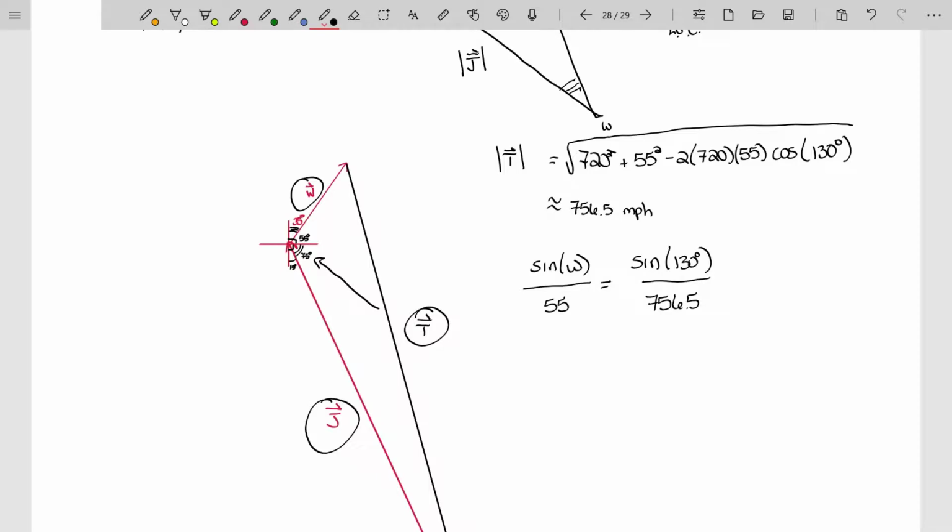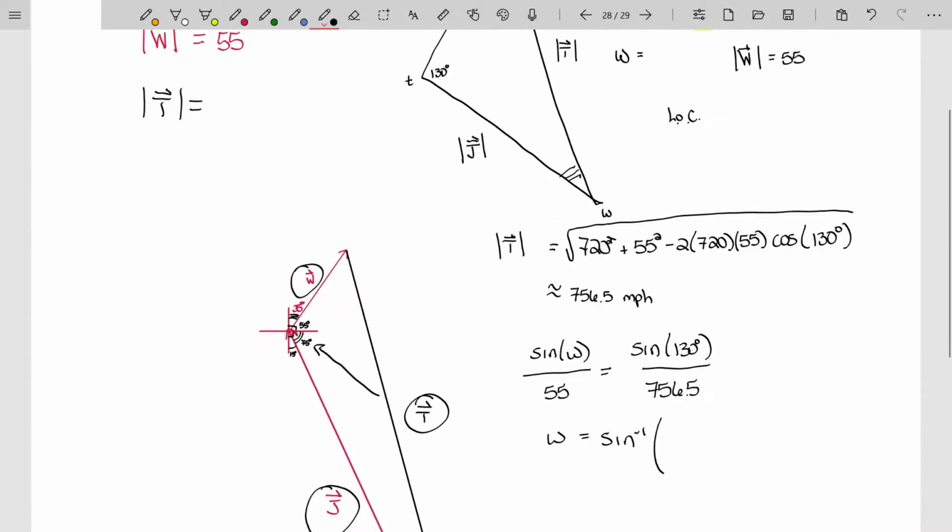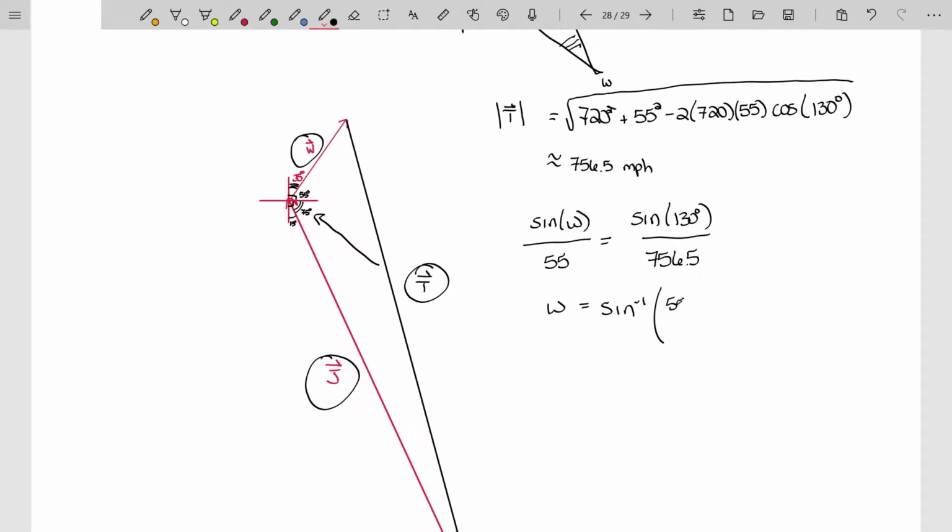I have the decimal expansion of that number saved because I don't want to use this rounded value in this computation, and nor should you. But the angle W is going to be the sine inverse of 55 sine of 130 degrees divided by that saved value. Again, I would not use 756.5. I would use my saved value. So let's go ahead and figure out what this is approximately. Okay, I get 3.2 degrees.